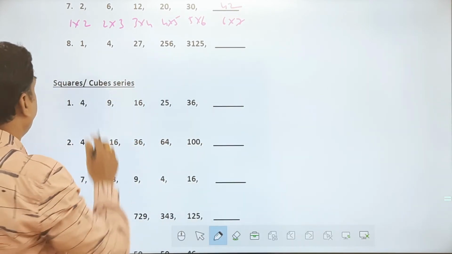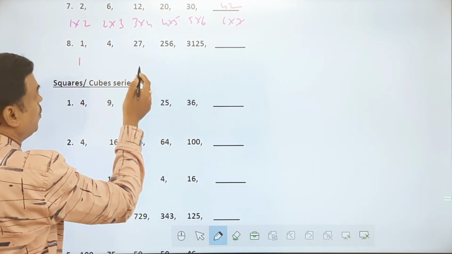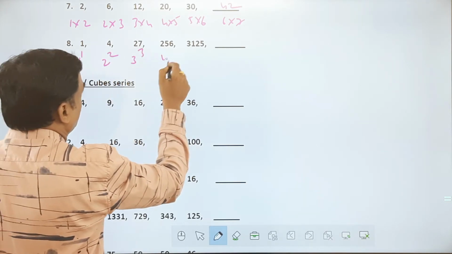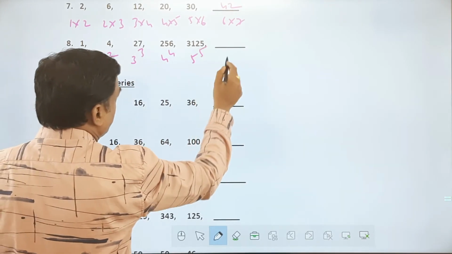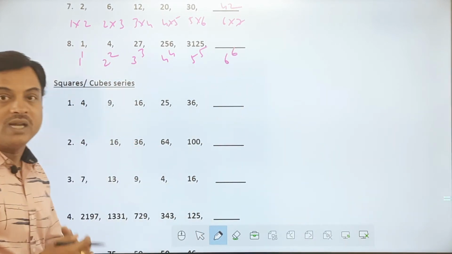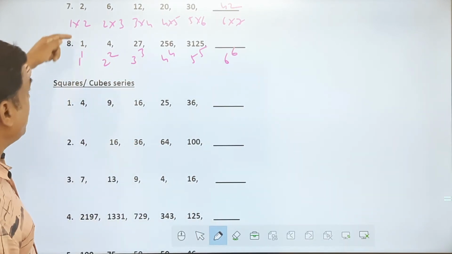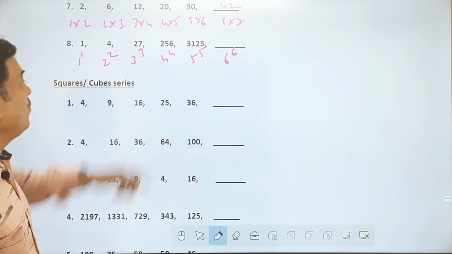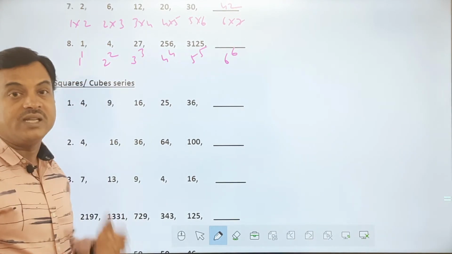The next one I find here is 1, 4, that is 1 to the power of 1, 2 power 2, 3 power 3, 4 power 4, 5 power 5. So my next answer has to be 6 power 6. So 1 power 1 is 1, 2 power 2 is 4, 3 power 3 is 27, 4 power 4 is 256 and 5 power 5 is 3125.